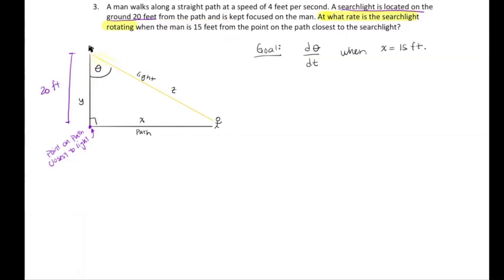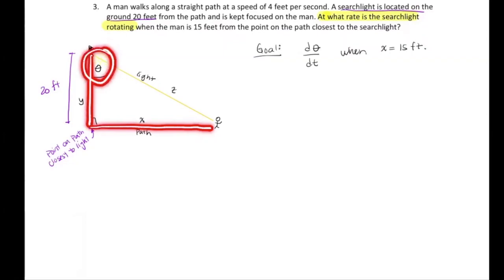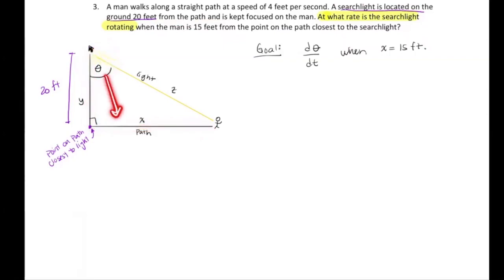Okay, so how can we relate these quantities? I want to relate an angle, and I want to relate this path, and I want to relate this side. Already, I hope alarm bells are going off in your head and you're thinking, wait a minute, that's tangent, because we have an opposite side and we have an adjacent side. And that's exactly what we want. We want to use tangent. So we know that tangent of theta equals opposite over adjacent.